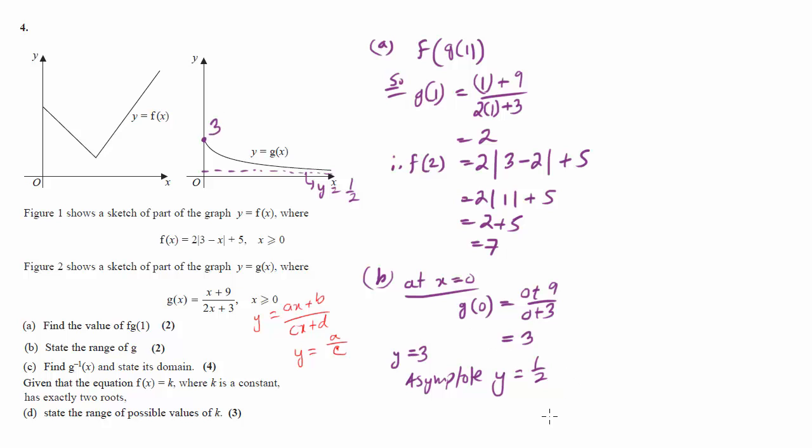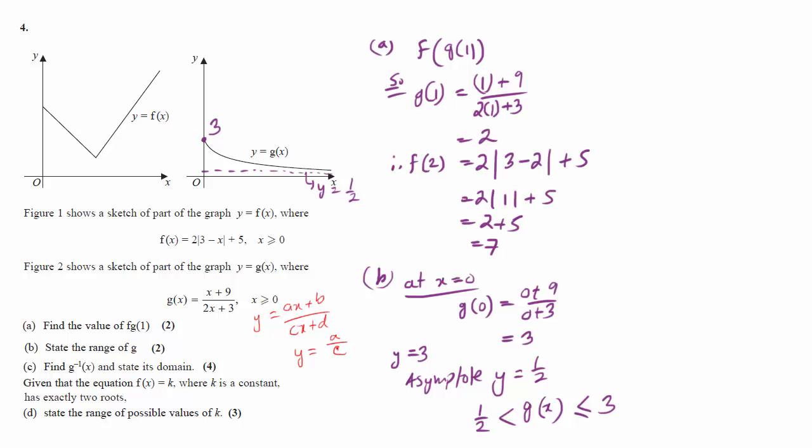That means the range is going to be between those. So g(x) is going to have a range of less than or equal to the maximum value 3, and greater than the asymptote. The asymptote cannot be called the minimum value, so we cannot write an equal to sign. We have to write greater than.